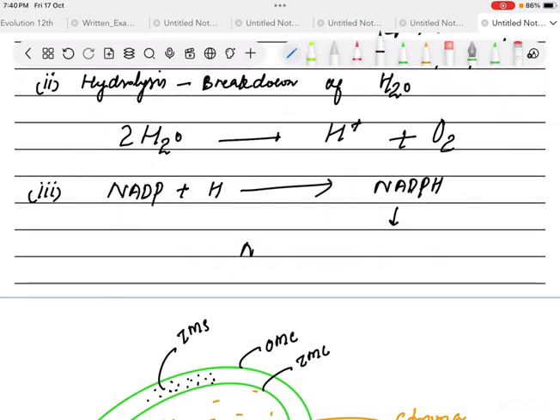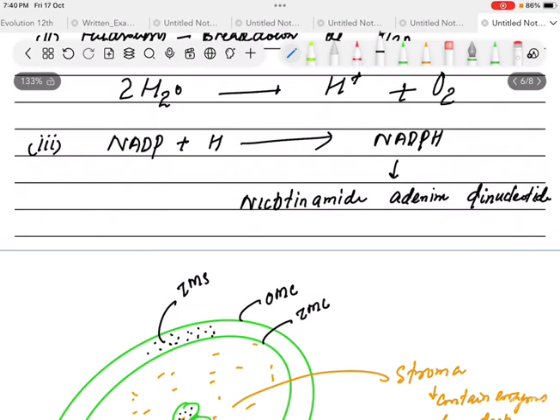This NADPH is nicotinamide adenine dinucleotide phosphate, nicotinamide adenine dinucleotide. Fine.